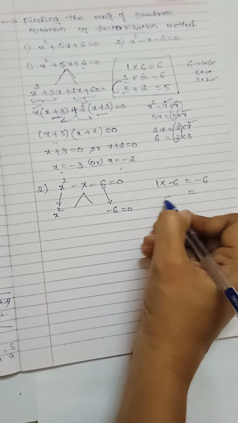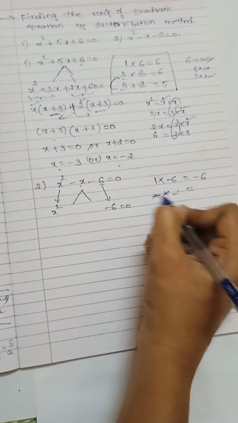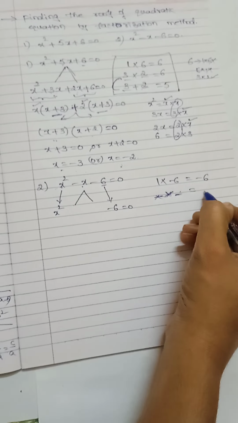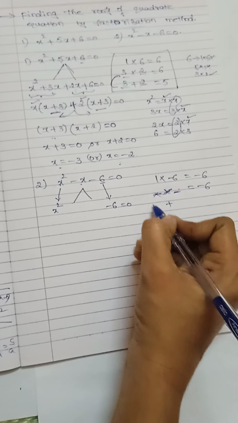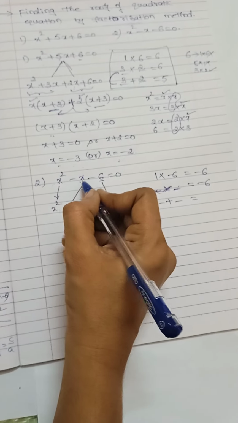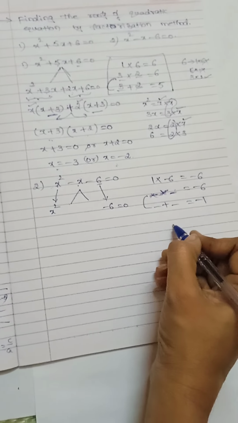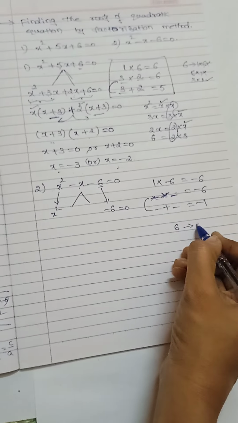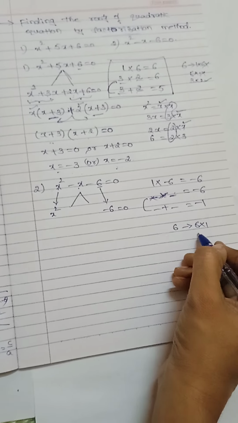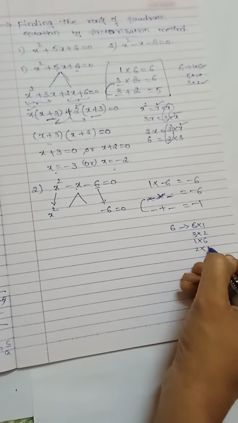So we have to multiply two numbers. We should get minus 6. When we add the same two numbers, we should get the x coefficient. What is the x coefficient here? Minus 1. So what do we have to take? 6 can be written as 6 into 1, 3 into 2, or 1 into 6, 2 into 3.